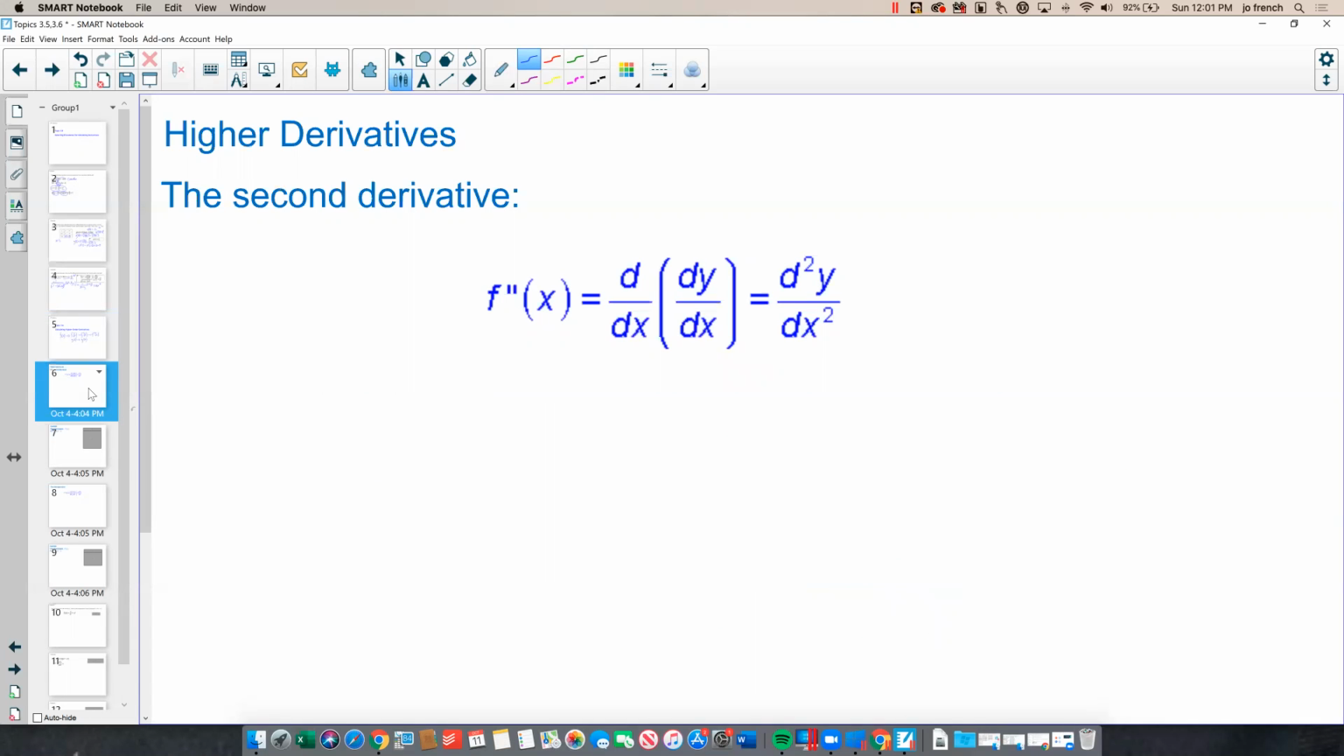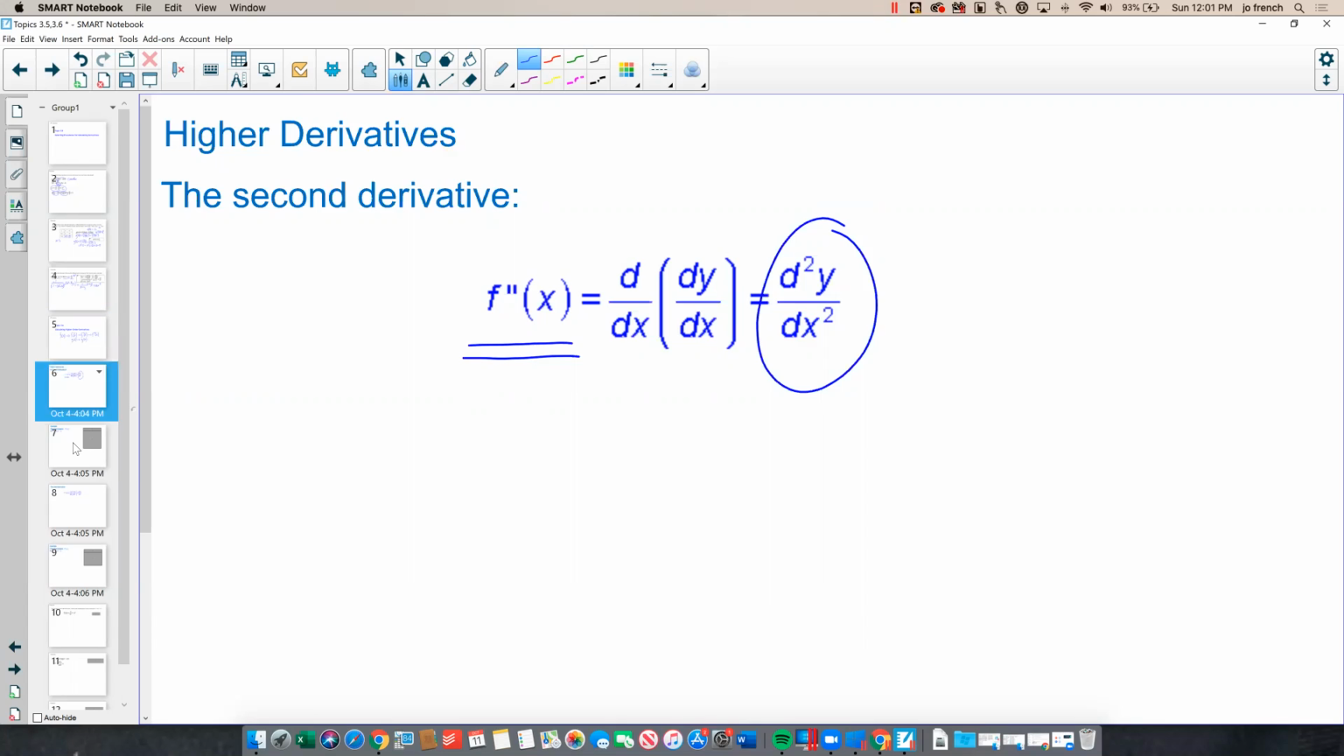Remember, since we do have two different ways of signifying a derivative, we'll have two different ways of indicating a higher order derivative. If we use the prime notation, f double prime would indicate the second derivative. If I use the dy dx notation, here you can see that our second derivative looks like this: d squared y over dx squared.